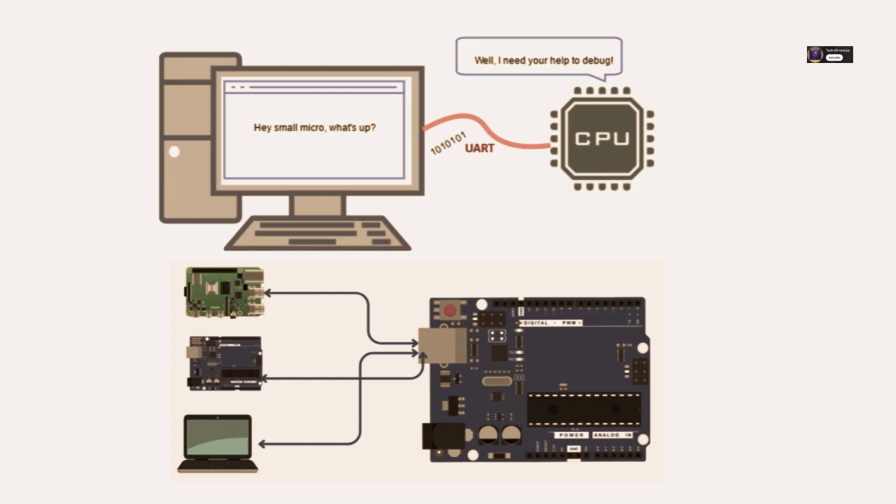Right, the classic print statement debugging, but over serial. Exactly that. It's also vital for talking to external modules. Think GPS modules, Bluetooth chips, maybe some Wi-Fi modules. Many of them use UART to communicate with the main processor. And another big one, firmware updates. Lots of microcontrollers have a built-in UART bootloader.